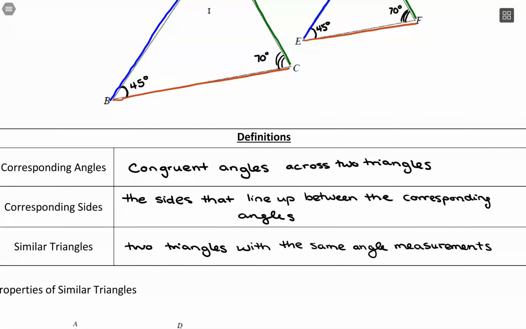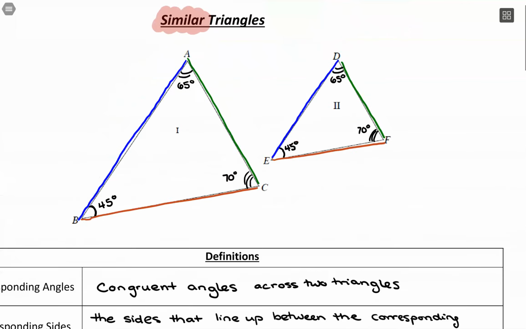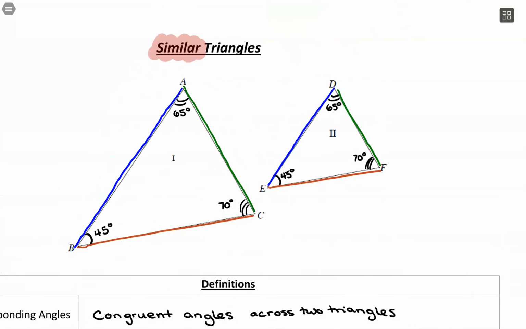Now, with this, let's talk about the property. And sometimes this can be a bit confusing in terms of visually how we can have the same angles but totally different side lengths. And what you want to think of here is that it's like we're maximizing and minimizing an image.